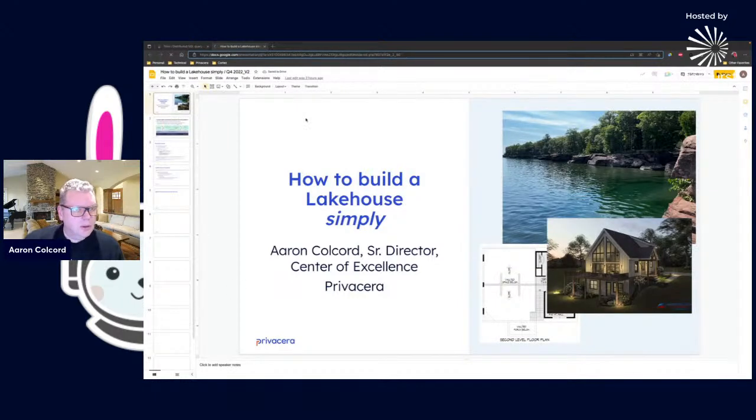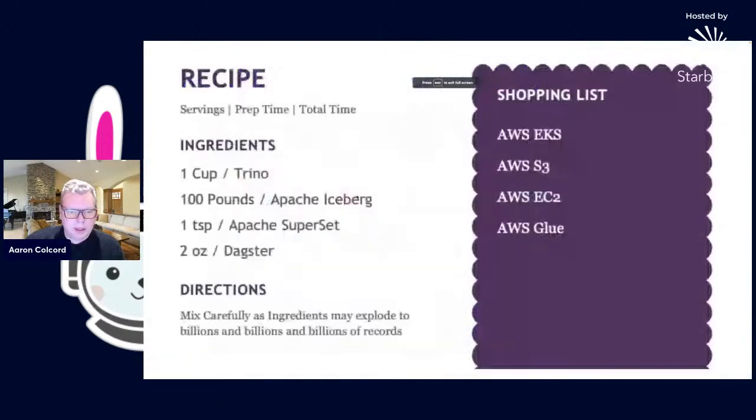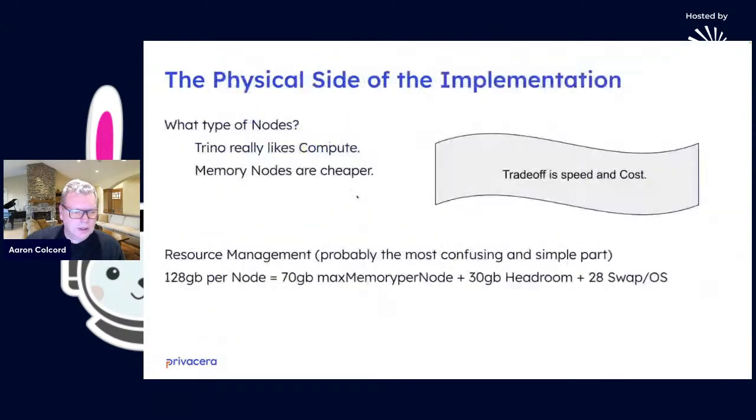We'll just jump ahead. I'll give you the entire experience of that. Pretty much, if you put out a node that has 128 gigabytes per node, put 70 gigs for your max memory per node configuration, 30 gigabytes for your headroom, and then save 28 for the OS. The actual equation is much more complicated, but that'll create a pretty robust and performant node.